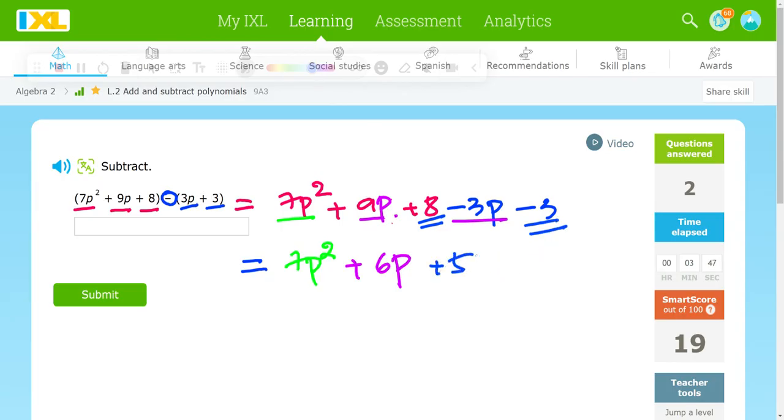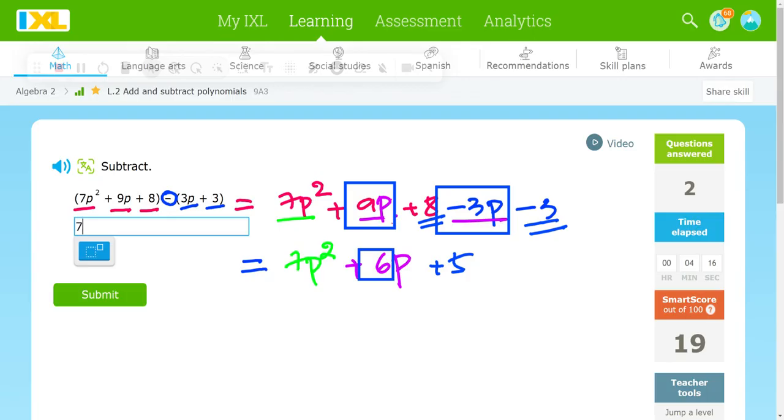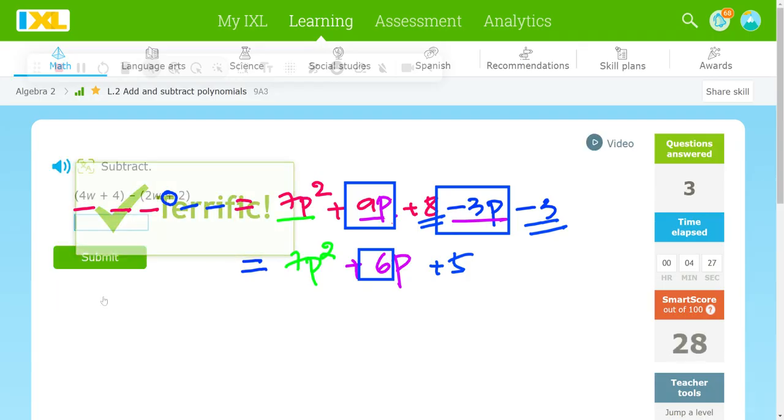You combine like terms: p squared goes with p squared, p goes with p, number goes with number. Let's do this again over here: 9p and negative 3p. It looks like you add the numbers together. 9 subtract 3 is 6, you see that? And then you bring the p down. So the answer is 7p squared, plus 6p, and then plus 5. Okay, submit. Voila.